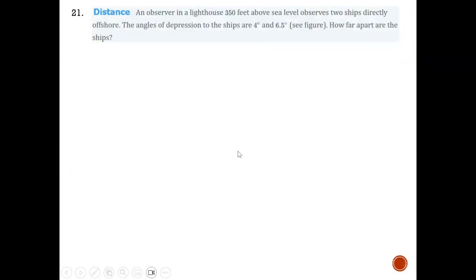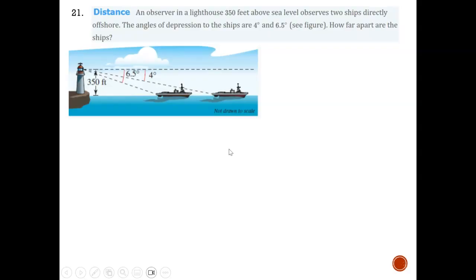Number 21, I think this is the last one, guys. It says here, an observer in a lighthouse 350 feet above sea level observes two ships directly offshore. The angles of depression to the ships are 4 degrees and 6.5 degrees. See the figure below. So here's the plan, guys. This is 350 here, right?